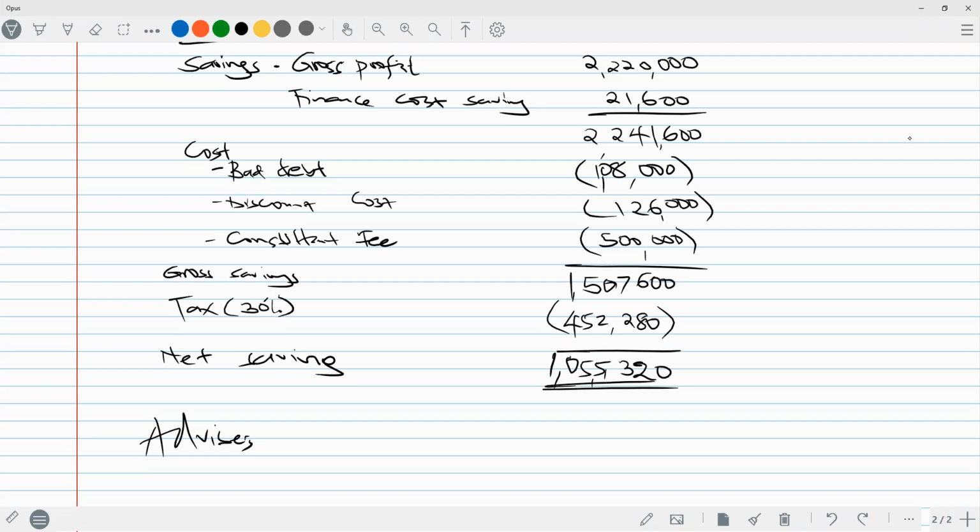Thank you for that. Would this imply therefore, should we implement the policy? Of course, because you can see there's a saving the company is making. So the company should implement the proposed changes towards the accounts receivable. Why? The changes do yield an annual net saving of 1,055,320 shillings. Do not forget to advise the company. And that is it.